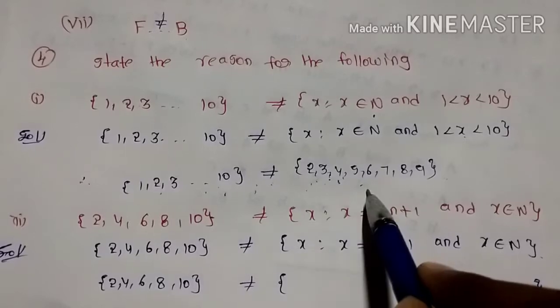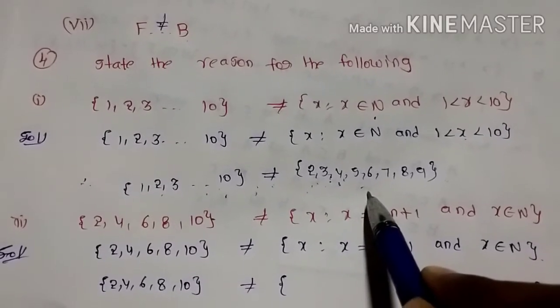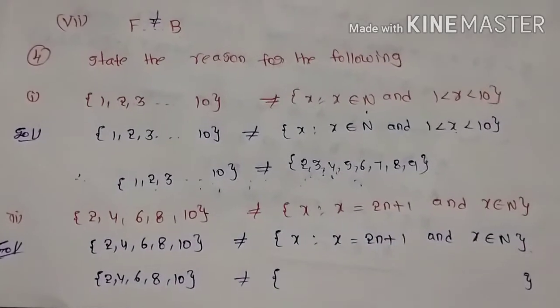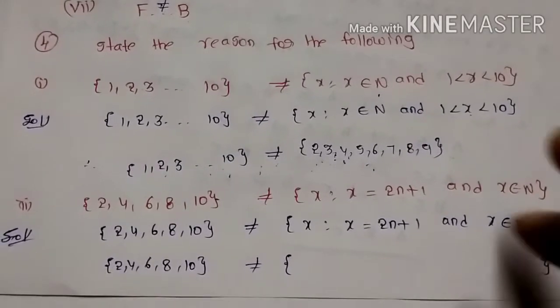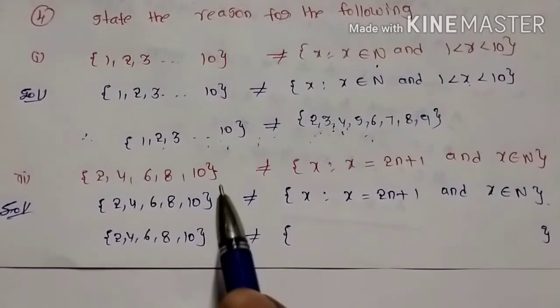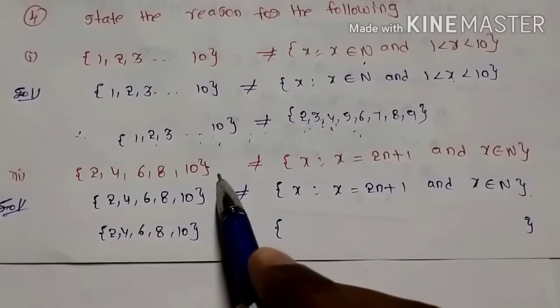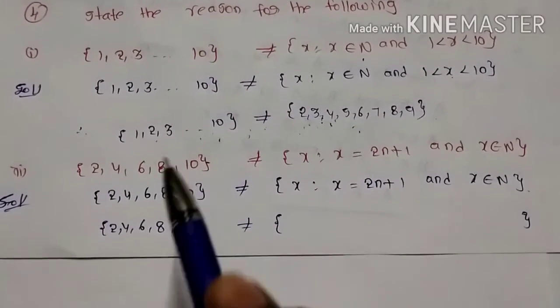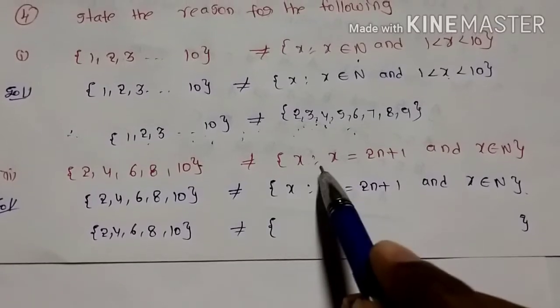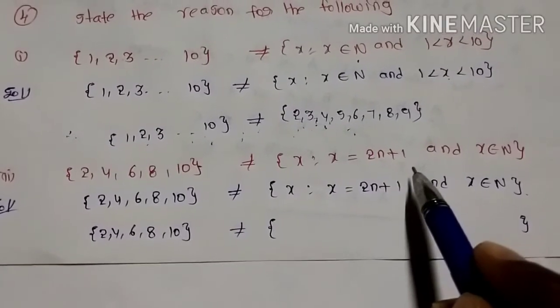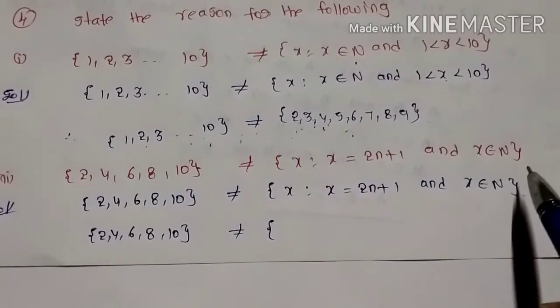Then it can be written as A is equal to B or not? Yes, so only the two sets are not equal. Next, you can see the second one: 2, 4, 6, 8, 10. All these are even numbers or not? Yes, not equal. The other set is x such that x is equal to 2n plus 1 and x belongs to N.